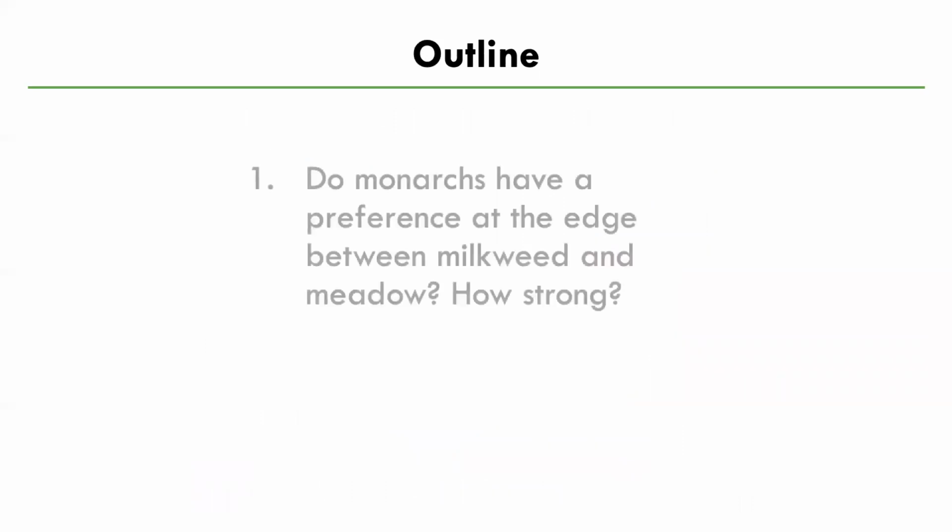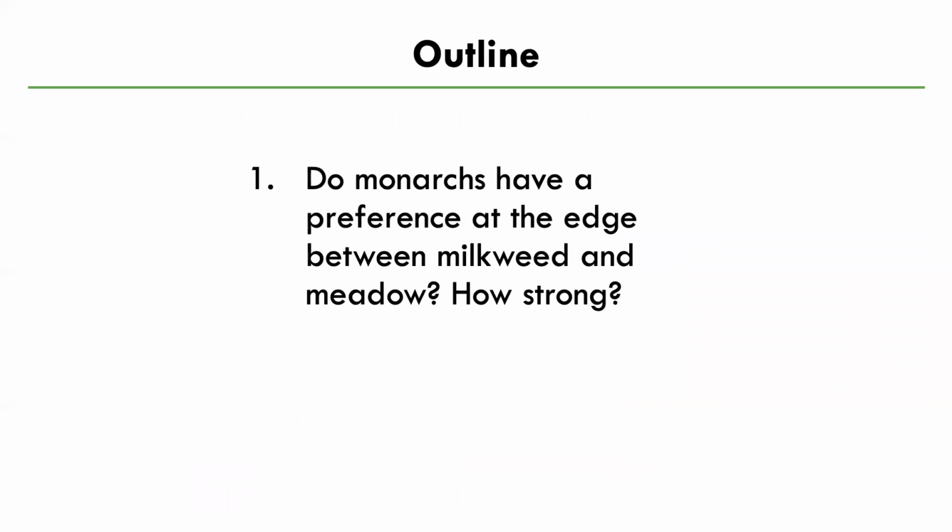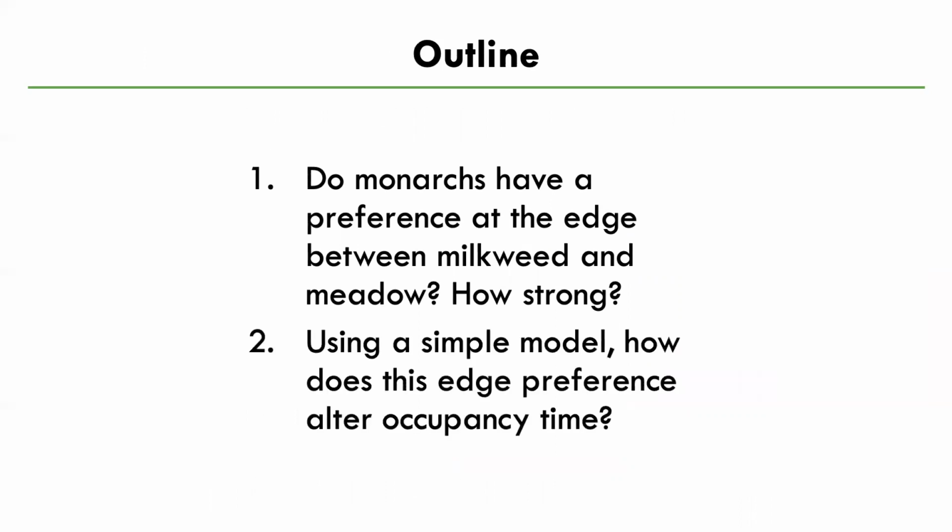So for the rest of my talk, I'm going to be discussing whether monarch butterflies have preferences at edges between milkweed and grassland, milkweed and meadow, and if so, how strong are these edge preferences? Second, I'm going to be using a simple model to ask how this edge preference alters occupancy time, so addressing the ecological consequences of any edge preference.